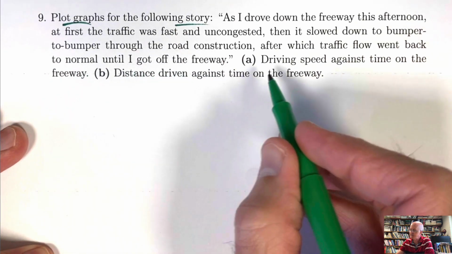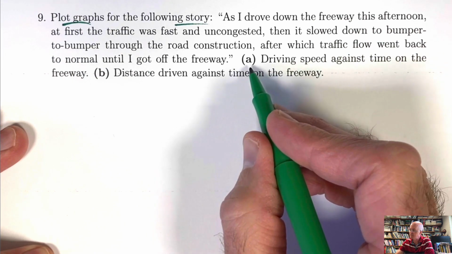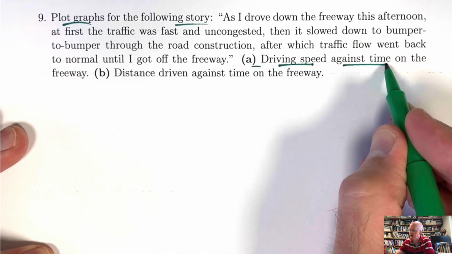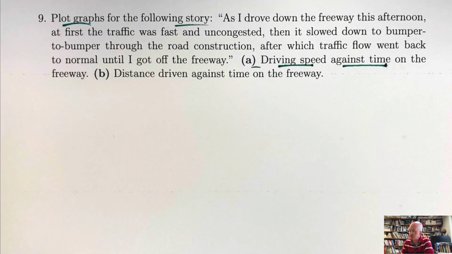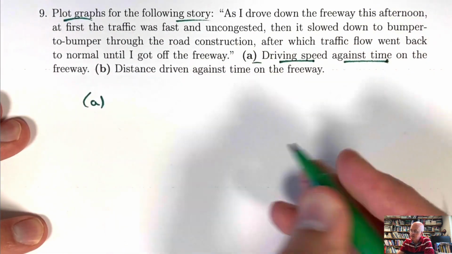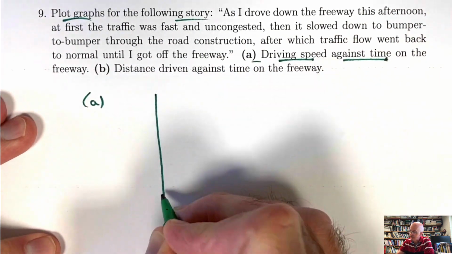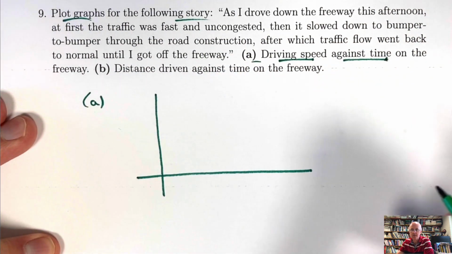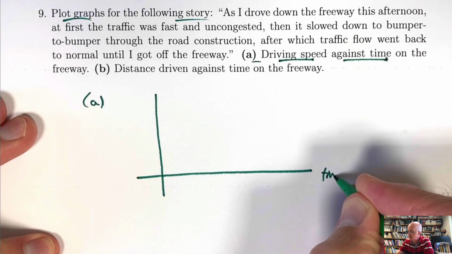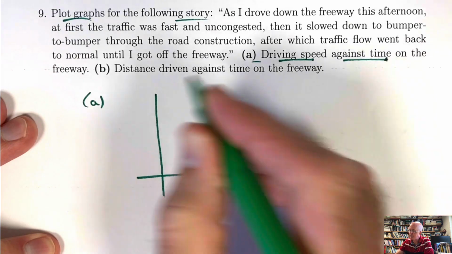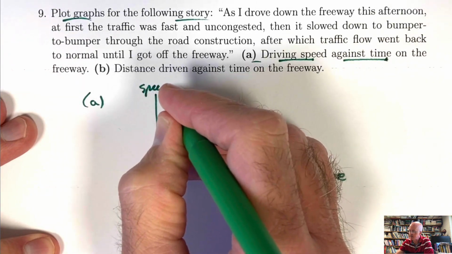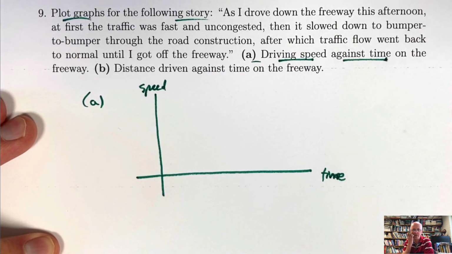We're plotting graphs for this story. Two graphs. Part A, driving speed against time on the freeway. And part B you can see is distance driven against time on the freeway. Just a graph here. Time on the freeway is the horizontal axis. It's against time. The speed is on the vertical axis. This is a pretty important conceptual problem for understanding calculus.